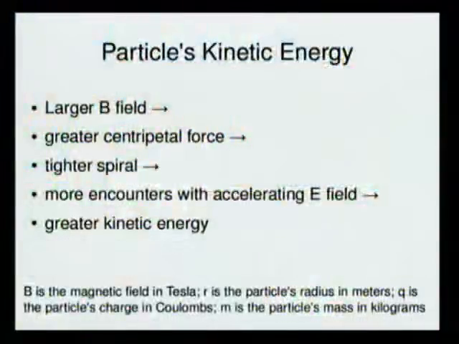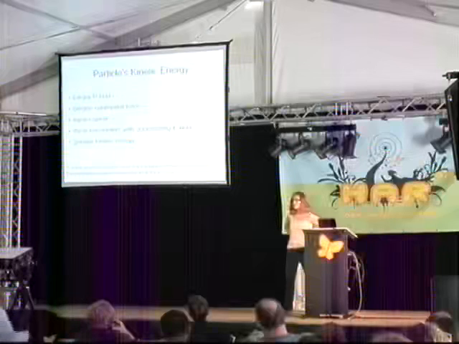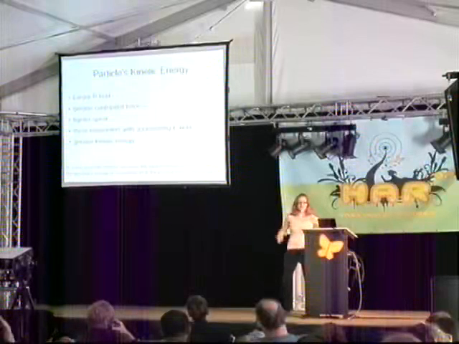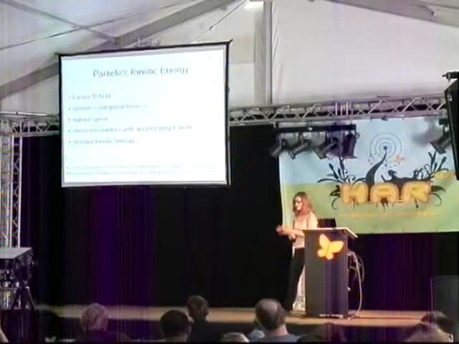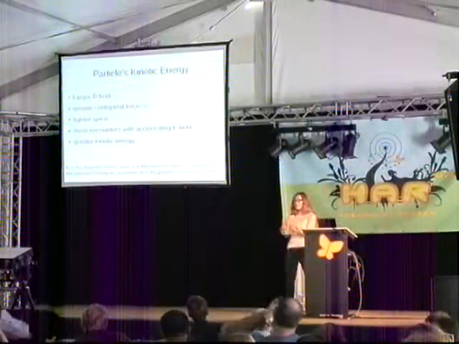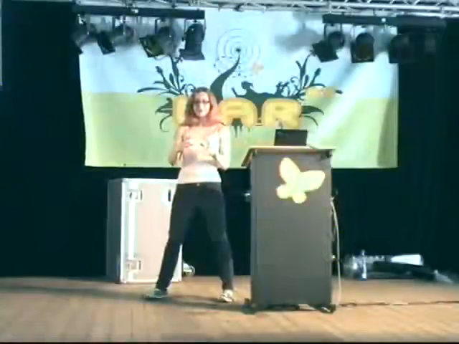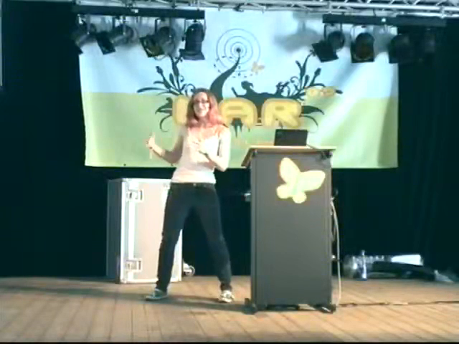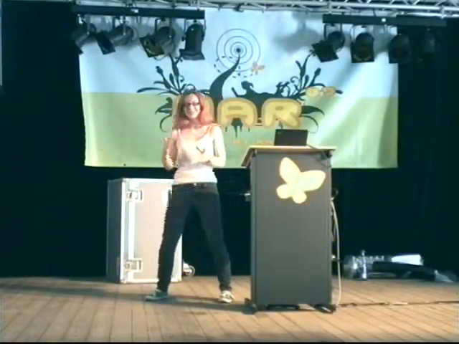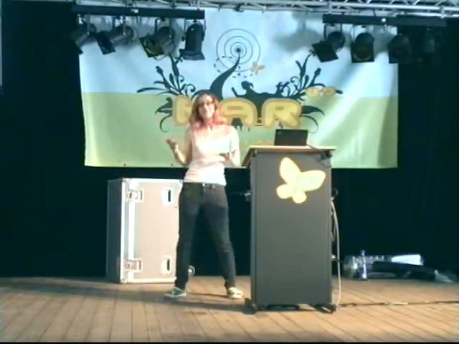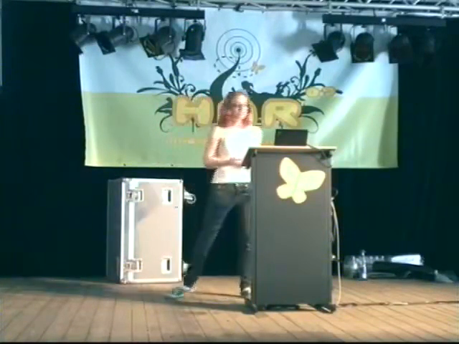Now, in general, the most important factor that affects the kinetic energy that you'll be able to get out of the cyclotron is the strength of the magnetic field. So if you have a larger magnetic field, there's a greater centripetal force pulling the particles around. That means you have a tighter spiral, so each particle encounters the accelerating electric field more often. So you end up getting particles with a greater kinetic energy.